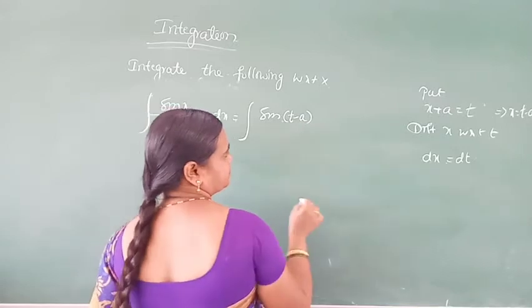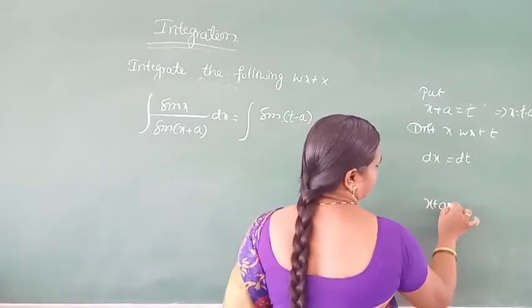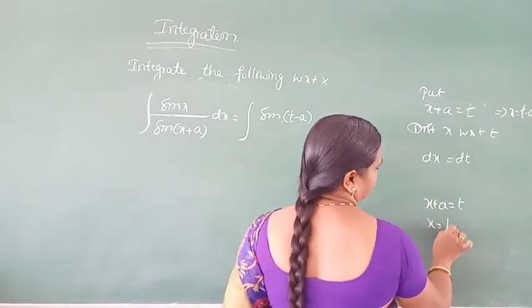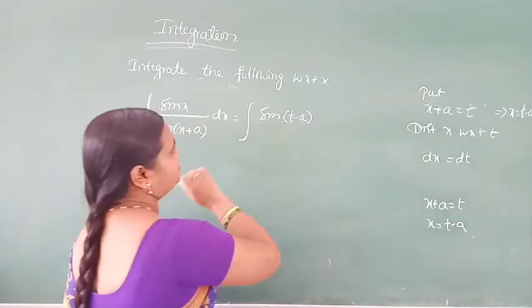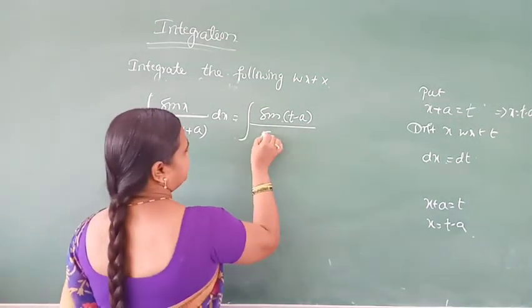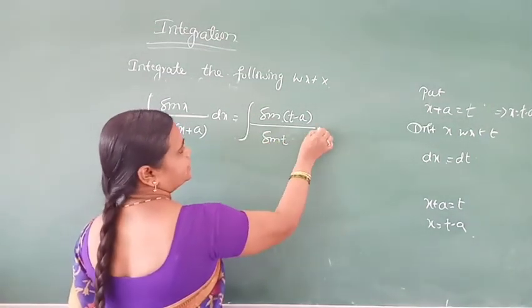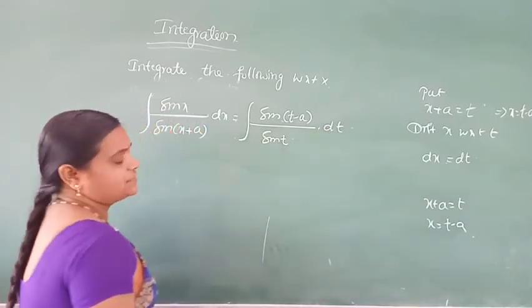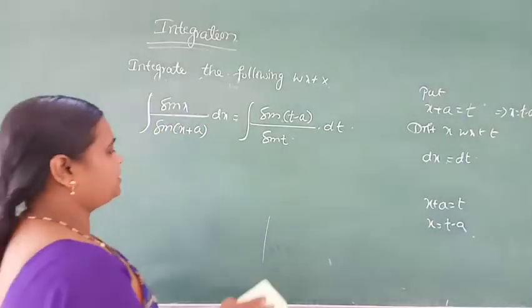Did you understand? See what we have done here. x plus a as t means x represents t minus a. Replace x in terms of t because our new variable is t. Then it is sin t, okay? dx is dt.